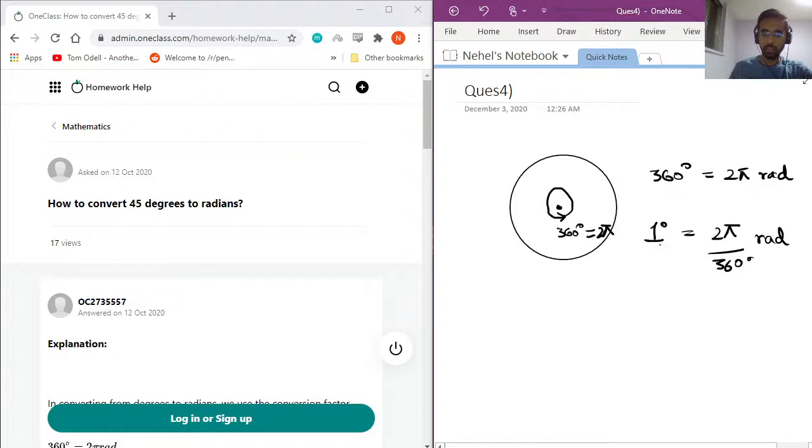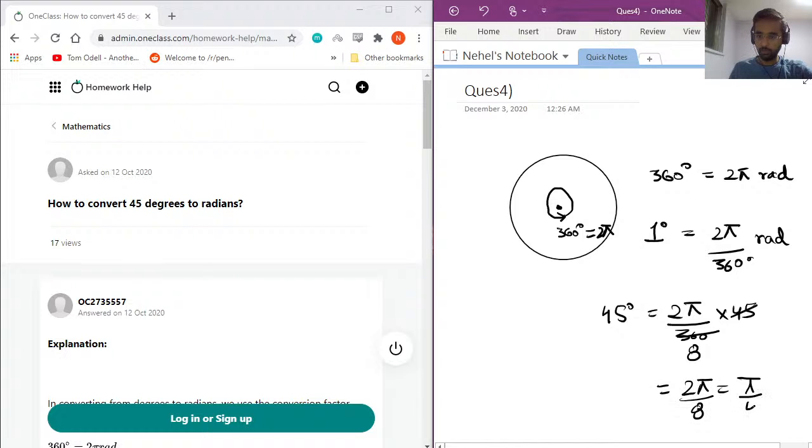So for this question, since we are asked to find what 45 degrees is, we can multiply both sides by 45 in this equation and get the answer. So what we get is 45 degrees is nothing but 2 pi over 360 times 45. This and this get cancelled. 45 times 8 is 360, and we would be left with 2 pi over 8, or pi over 4, which is equal to 45 degrees. So that's the final answer.